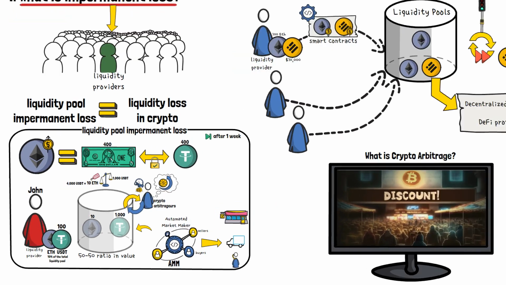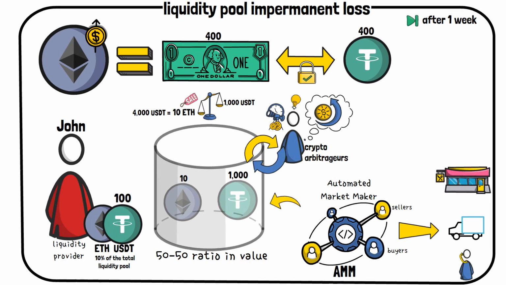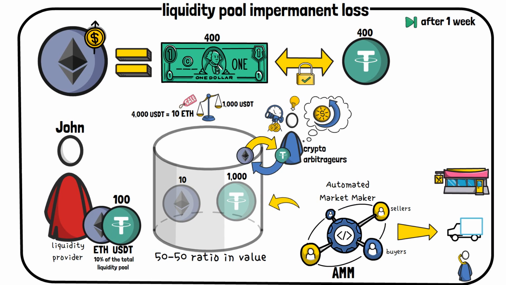So, arbitrageurs notice the inefficiency and take action. They buy ETH from the pool with USDT, removing ETH and adding USDT until the pool is rebalanced. In this case, they'll continue this process until there's 5 ETH and 2000 USDT left in the pool.